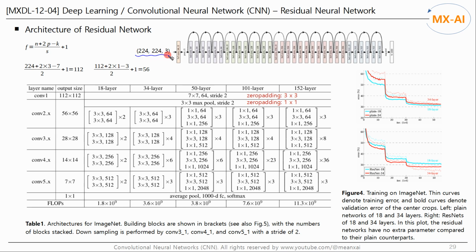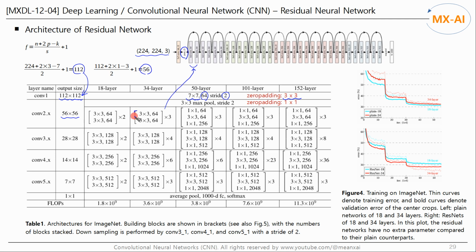The input image has dimensions of 224 by 224 by 3. The initial convolutional layer has 64 7 by 7 kernels. And the stride is 2 and the zero padding is 3. So the output dimension of this convolutional layer will be 112 by 112. And the output dimension of the pooling layer will be 56 by 56.